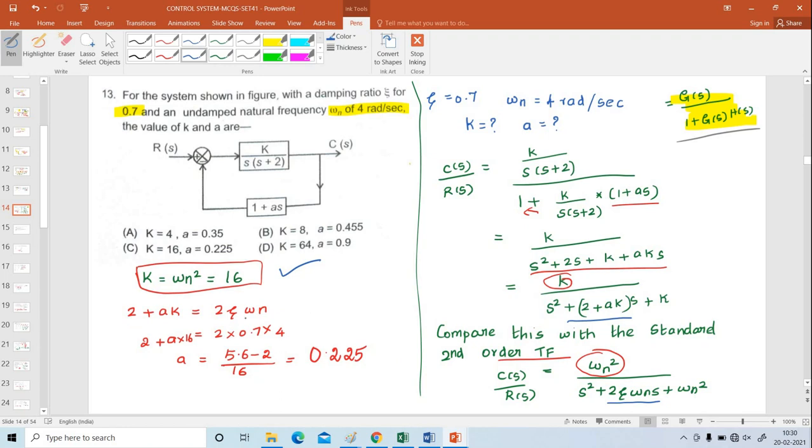Both are equated together. So 2 plus A into 16, where 16 is a known value, equals 2 into 0.7 into 4. From this, what is A? 5.6 minus 2 by 16, that is 3.6 by 16, which is equal to 0.225. So option C is the correct answer.